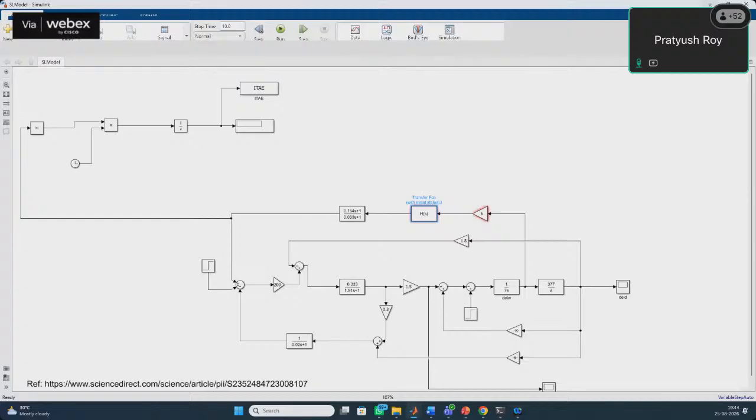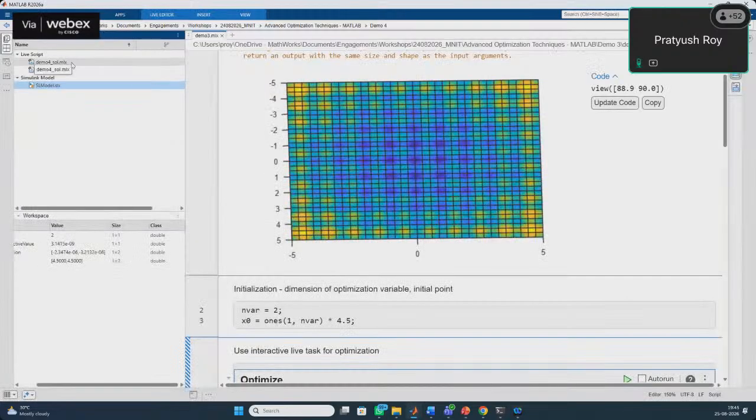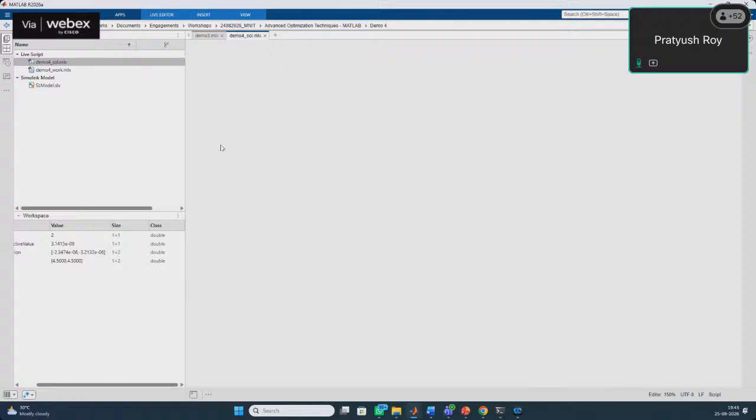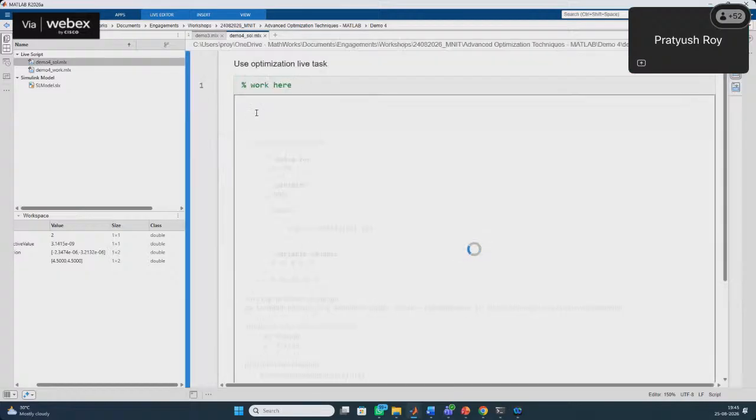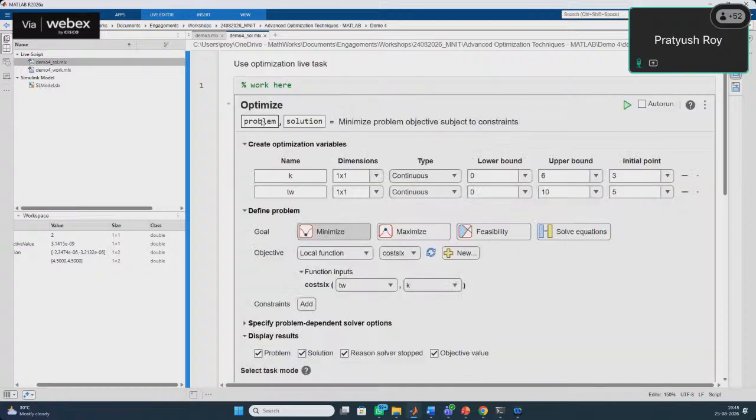Okay. So for that, what we will do is look at the demo 4 solution. It will load the task for us. So here, what are the variables? We have the k variable and the tw variable. We are saying that the value of k will vary between 0 and 6, and initially it will be 3. Similarly, the value of tw will lie between 0 and 10 with an initial value of 5.